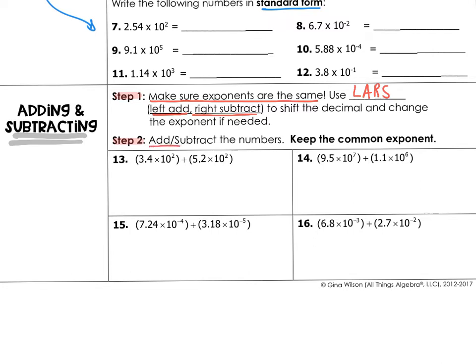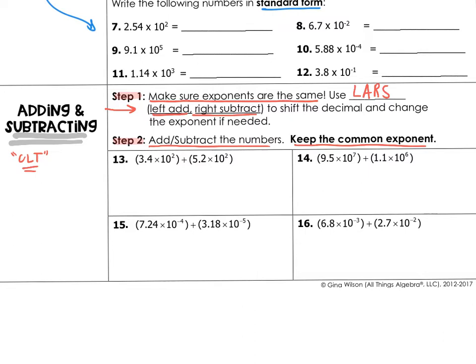Then we add and subtract the numbers and keep the common exponents, because it's kind of like combining like terms. But we can't combine them if their exponents are different, so we fix the exponents first, and then we can combine the like terms. Let me show you what I mean by that.